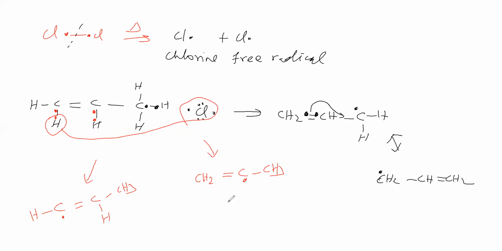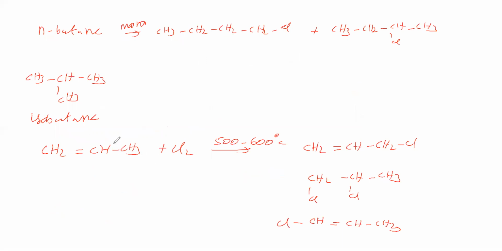So which free radical has higher stability? This free radical has higher stability. Then Cl dot is attacking this, and you will get this product. Okay. Therefore, in this case, when propene is treated with chlorine at this temperature, chlorine undergoes conversion into free radical. Therefore, the intermediate is a free radical. So the major product we are getting is this, but not this.